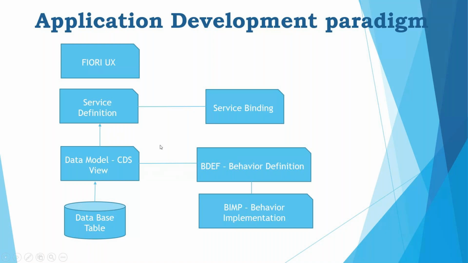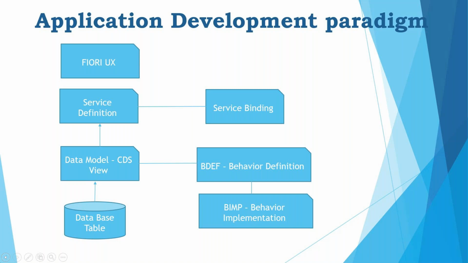Then on top of this CDS view, we'll create a service definition, where we consume the CDS view. Then we'll create a service binding, and this service binding will generate an OData URL, which we will consume in the Fiori application to develop the Fiori app. So this is what we are going to do. Is it clear? Now let's develop.